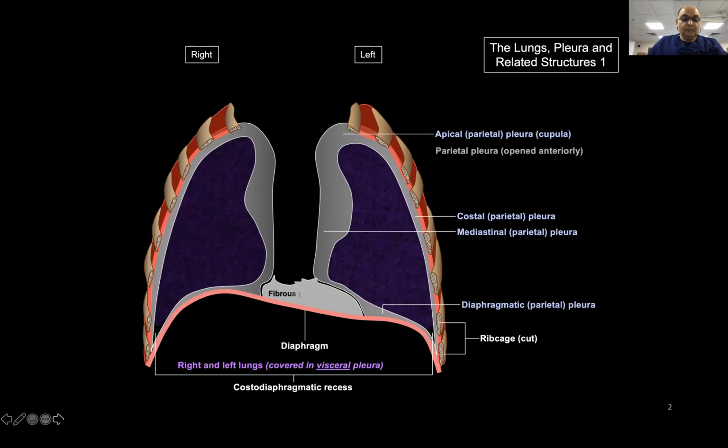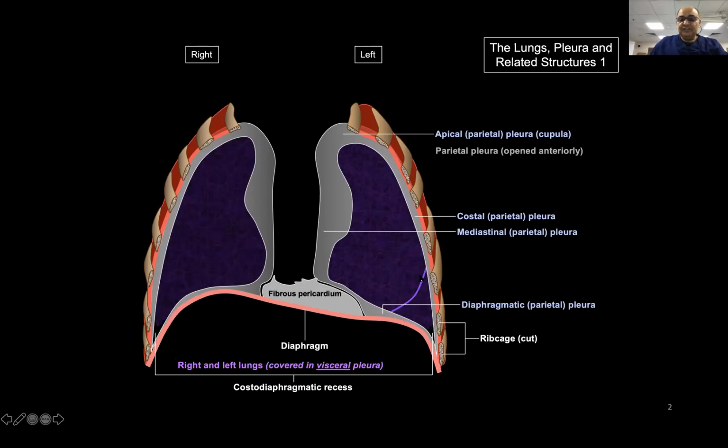Now this part, the fibrous pericardium, we all know the heart lives here, and the fibrous pericardium is adherent with the diaphragm. It is non-separable. Now what I'm showing you are certain parts which we haven't learned yet.